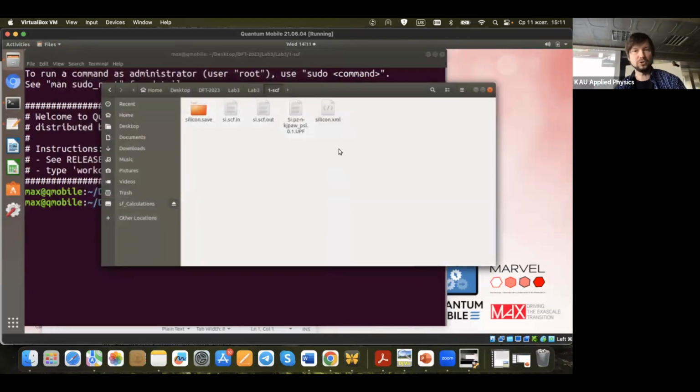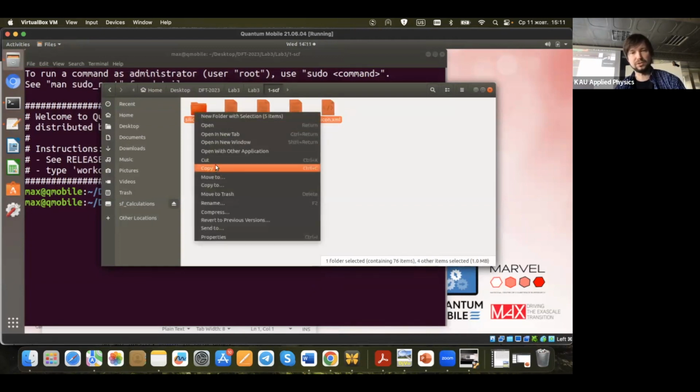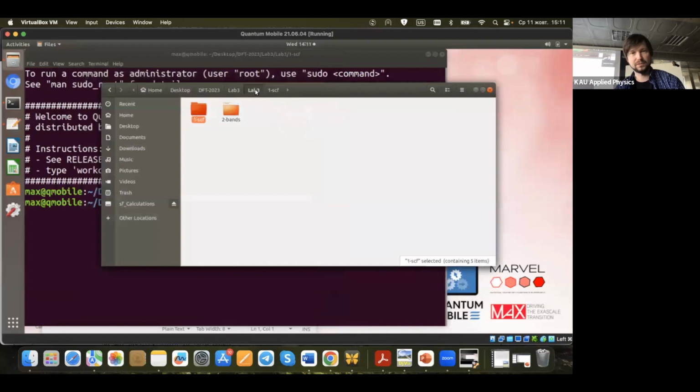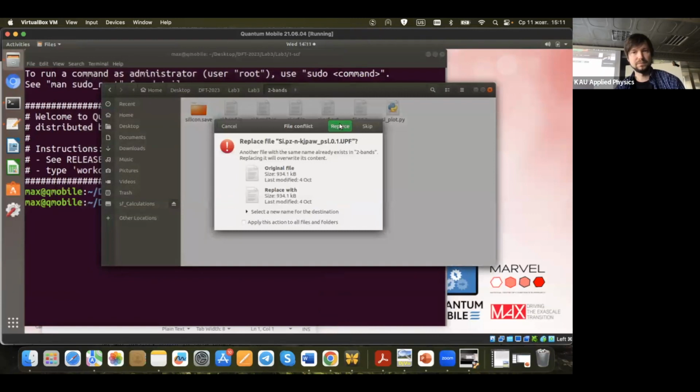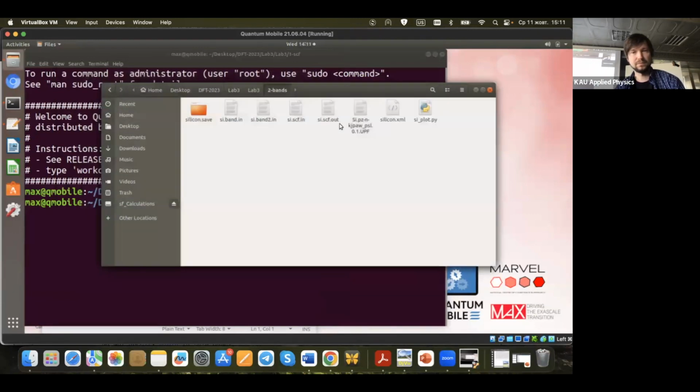Okay, you should copy all these files to the band folder. Yes, to the band folder. Why should we do it? In the out file maybe we shouldn't copy, but I just copy all of them. What we really need is this silicon XML. It's a very important file.